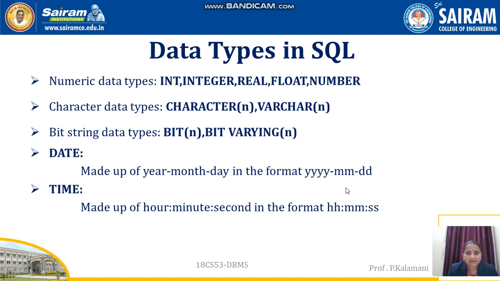Then the character data types are character and varchar. Character means a fixed-length character string. Varchar means a variable-length character string. Suppose, for example, USN is fixed at 10 characters, we can use character. If we take a name, it is not fixed, so we can go for varchar. And the bit string data types are bit n and bit varying n.